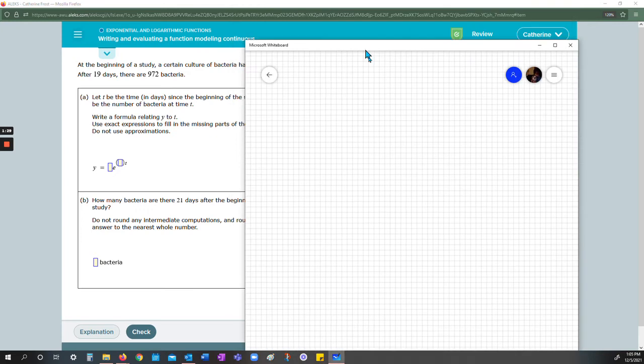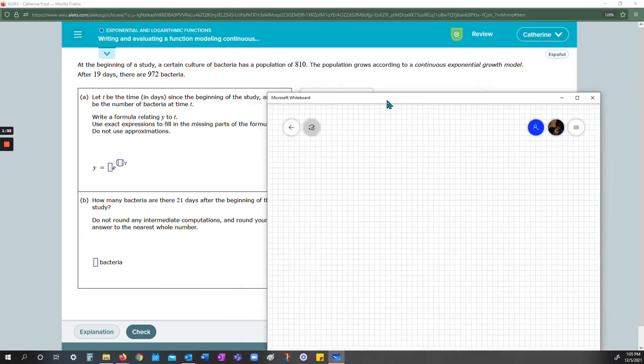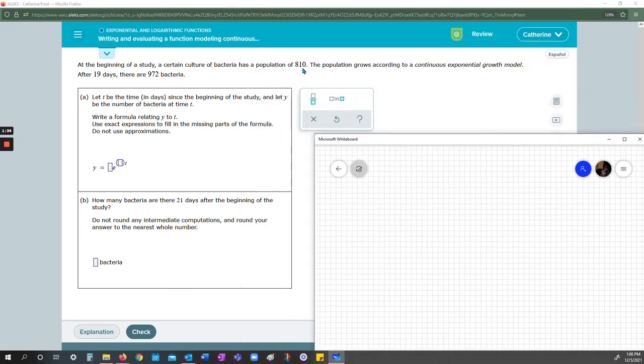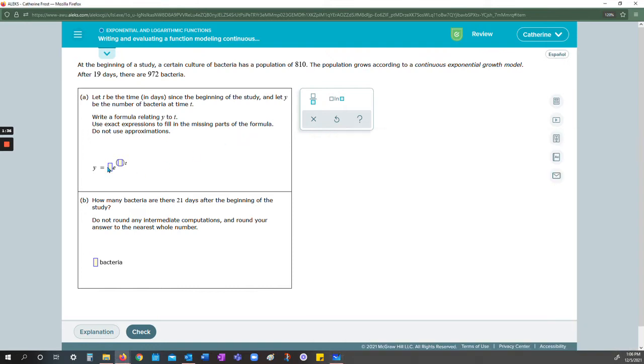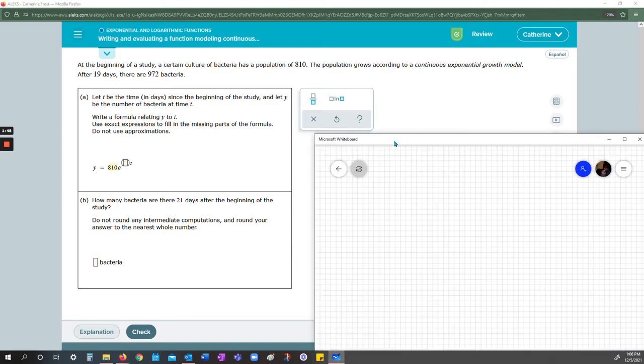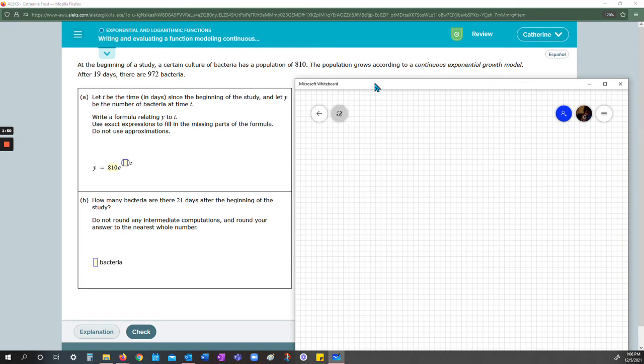Here we go. Okay. So we've got, beginning of the study, population of 810. So we can go ahead and just put that in right there. Then to get our rate, and this is also going to be a little ugly looking, but that's okay, we can type it in. So the rate is going to come from these two points on the equation, or on the graph if we were to graph this thing.